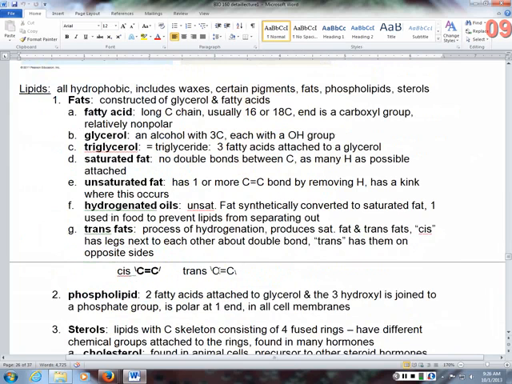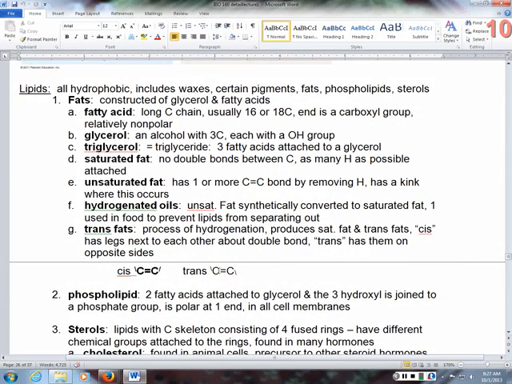So your lipids, all lipids are hydrophobic. They don't want to mix with water. These are going to include wax, some pigments, fats, phospholipids, sterols. So fats are constructed of glycerol and fatty acids. A fatty acid is a long chain of carbons. Usually in biology we're looking at 16 or 18 carbons in the chain. At the end you've got a carboxyl group that's going to give it that acid end.